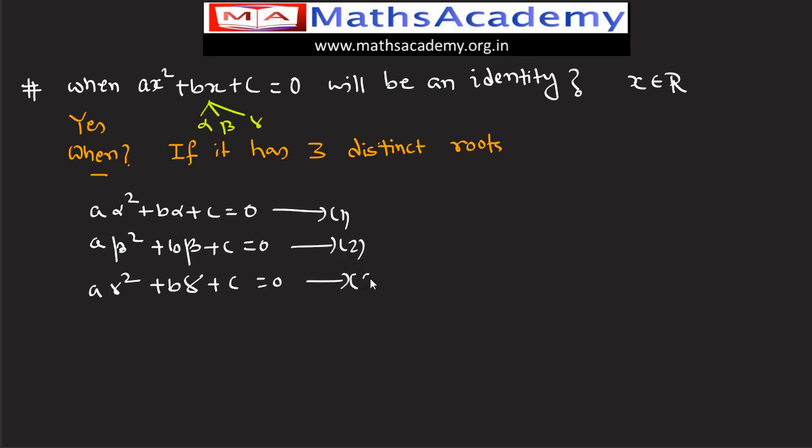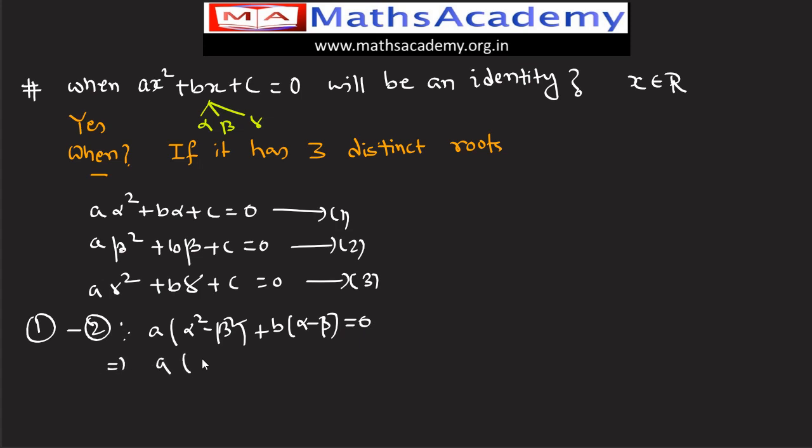I am going to subtract 1 minus 2. What will I have? A times alpha square minus beta square, then b times alpha minus beta, and that will be 0. So since alpha and beta are not equal, we can divide. So I am having a times alpha plus beta plus b is equal to 0. I call this equation 4. So if I am dealing with alpha and beta equations, the relation will be a times alpha plus beta plus b equal to 0.